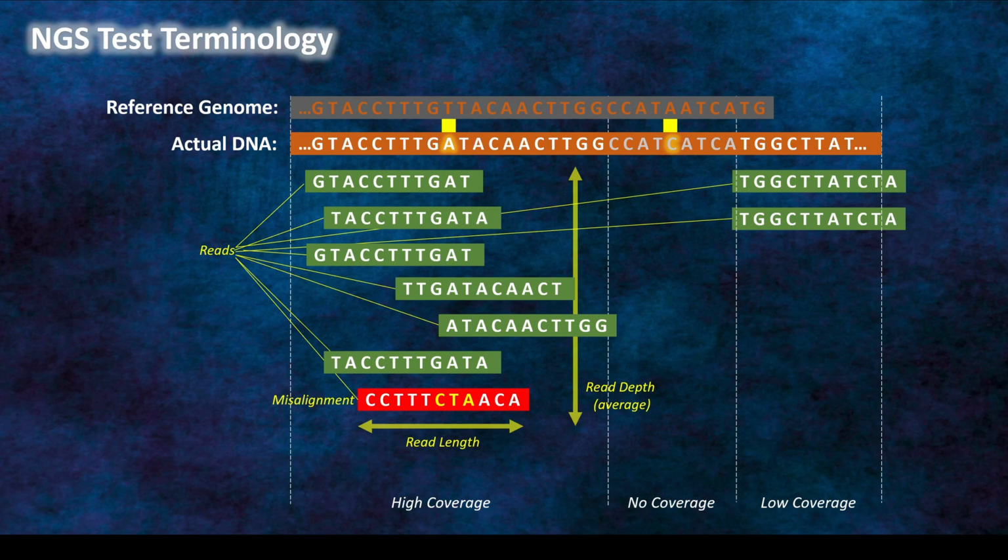But you've got an area of high coverage on the left here where you've got quite a number of reads that have consistently reported an A in that one position where the user has a SNP. There's one particular read that's been misaligned, and that happens from time to time. And then you have an area of no coverage. Sometimes that happens too. Even if a targeted test has tried to cover an area, sometimes there's nothing reported for various reasons.